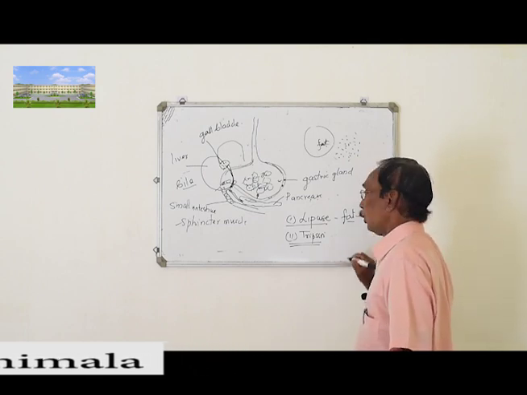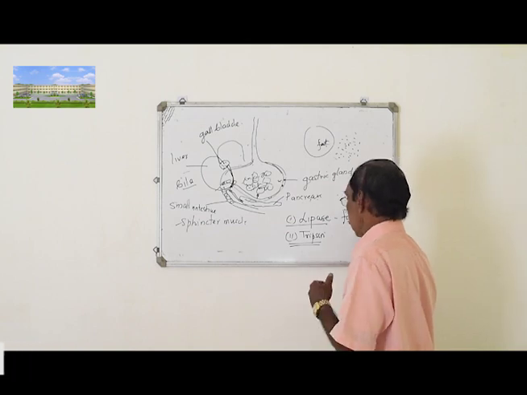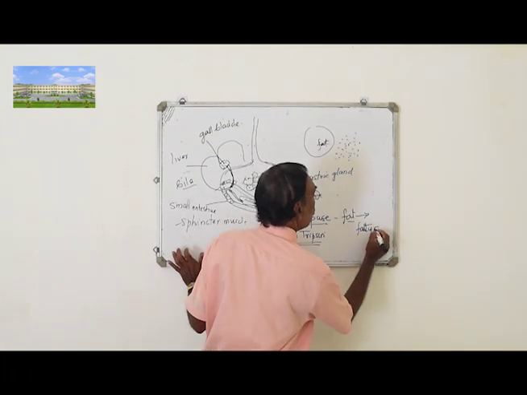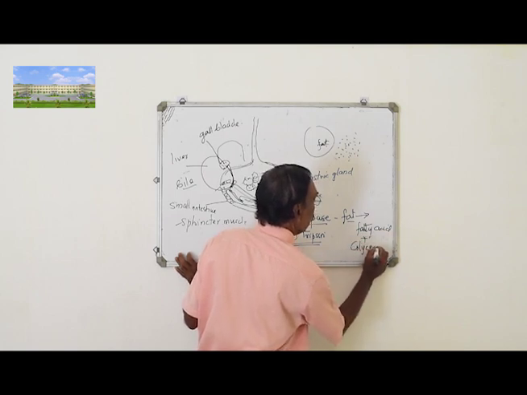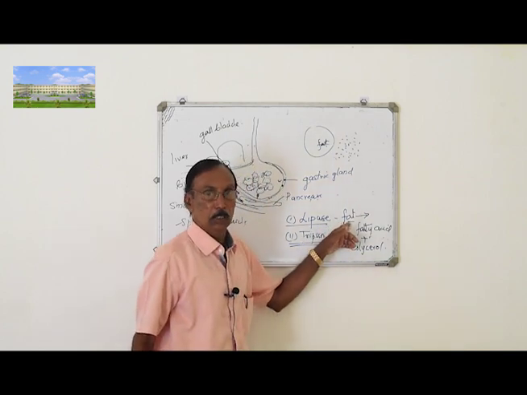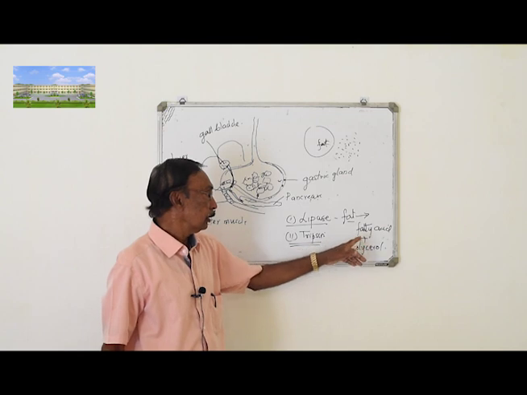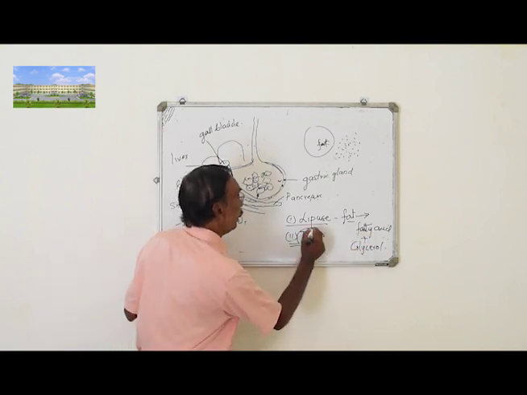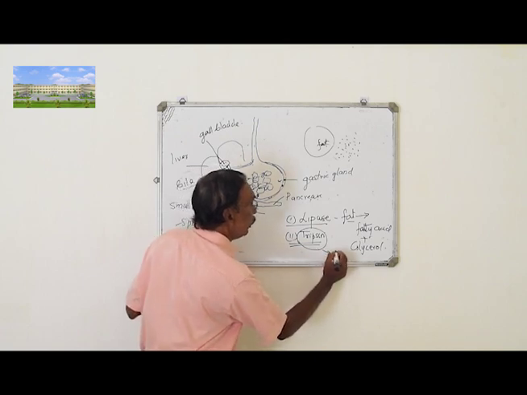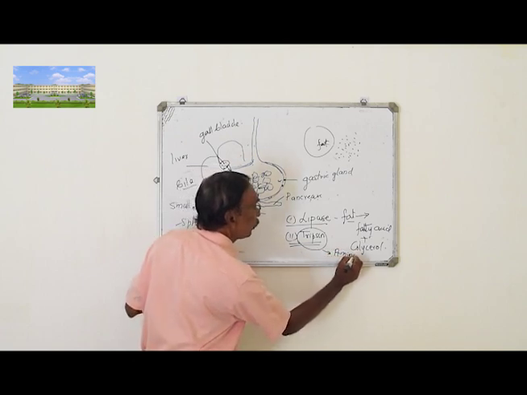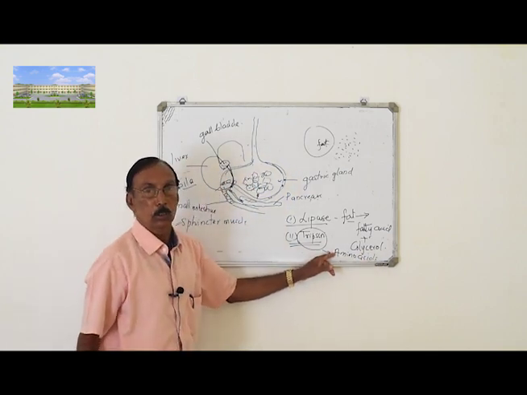Fat will be broken down. It will be digested, and the end product is fatty acid plus glycerol. So this is the end product of fat digestion. If you eat fat, it will be digested to fatty acid and glycerol. Trypsin is a protein digesting enzyme. Protein will be digested to, you have to remember, amino acid. So protein is made up of amino acid and it will be digested to amino acid.